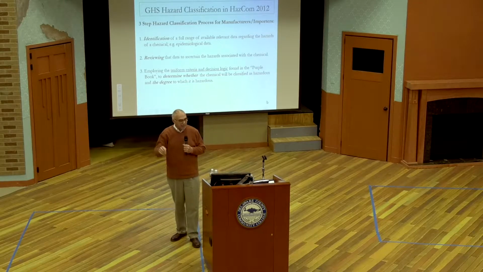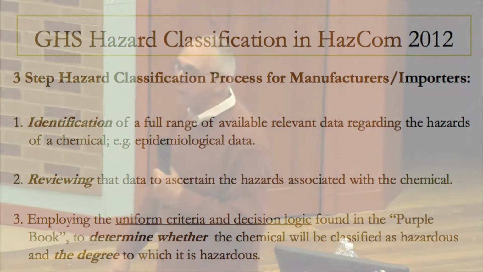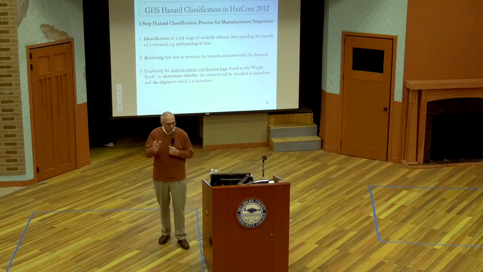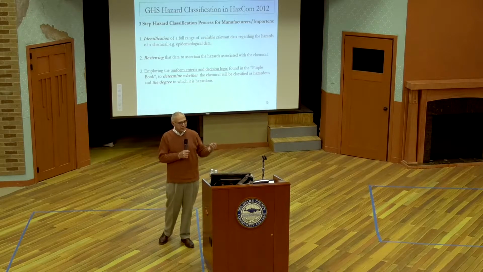Then, employing the uniform criteria and decision logic found in what's called the Purple Book, they actually determine whether a chemical is hazardous and the degree to which it's hazardous. That's the big change in this whole process over previous hazard communication. So that's what the GHS process is.